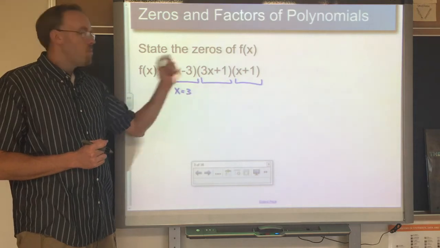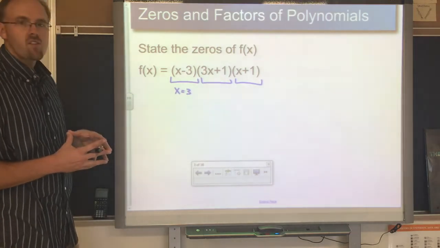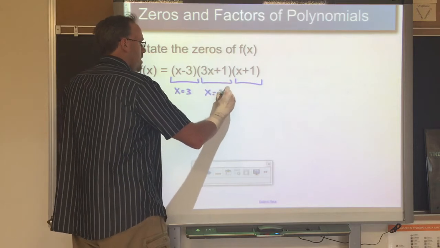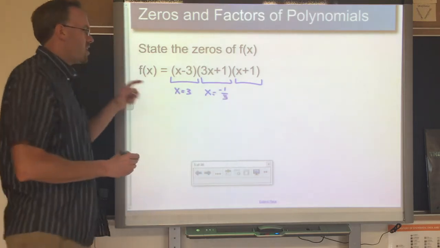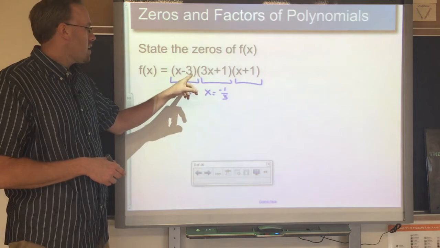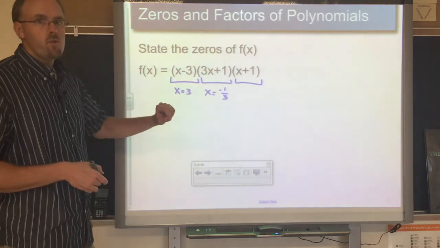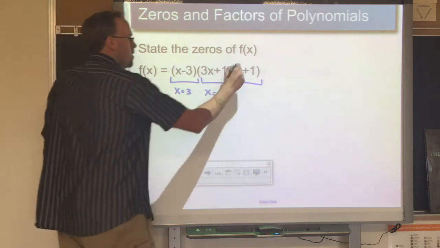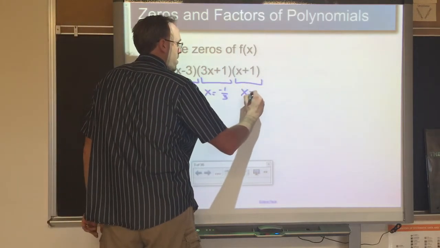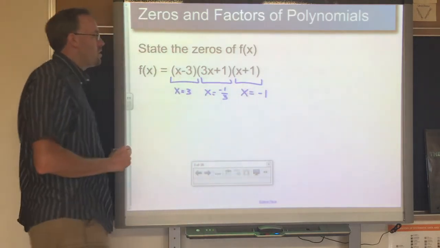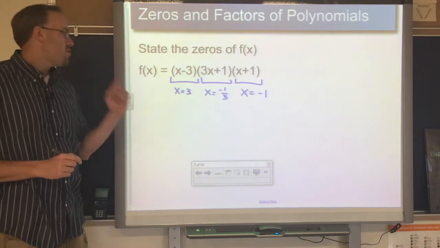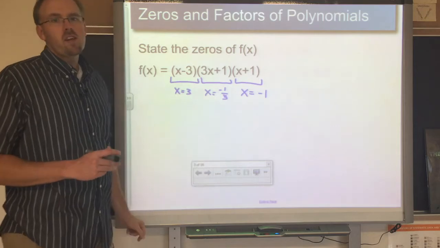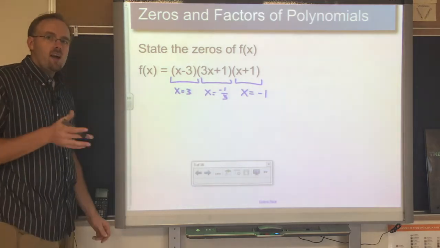So x equals 3 is a 0 of this polynomial. Now to the second parentheses. What can we plug in to make that 0? That's going to be negative 1/3. If I take negative 1/3 times 3, that gives me negative 1, plus 1 gives me 0. And then finally, x plus 1, the value that makes this parenthesis 0 is x equals negative 1. So this polynomial has 3 different zeros. If I plug in 3, or negative 1/3, or negative 1, I will get 0 as the result.